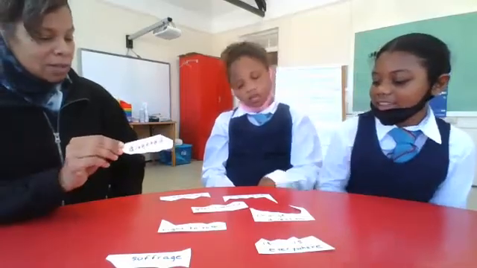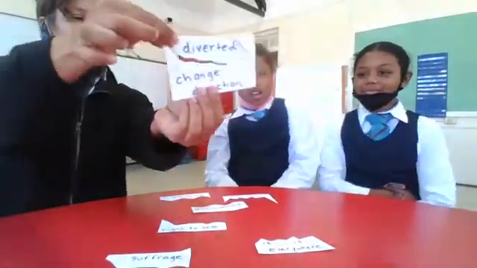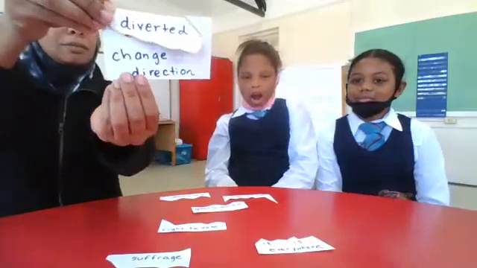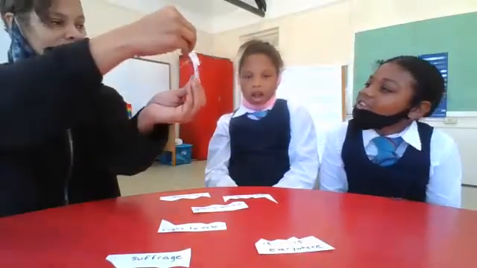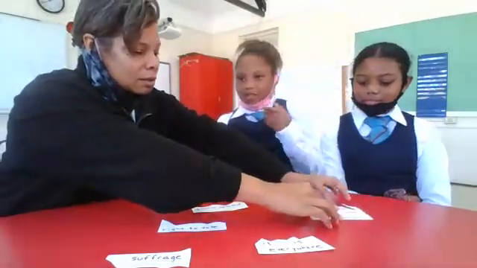So Keisha, you want to find this one? Yes. Diverted. Go ahead. Okay, let's put it together. Do they fit? So what's the definition of diverted? Change direction. Okay, change direction. So that's one. It's upside down in the can.